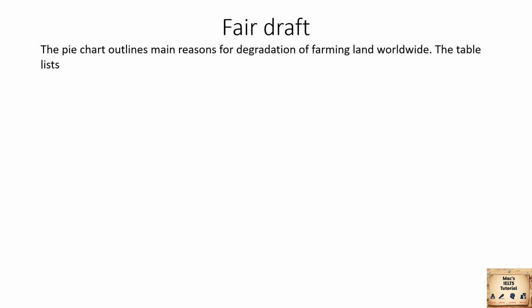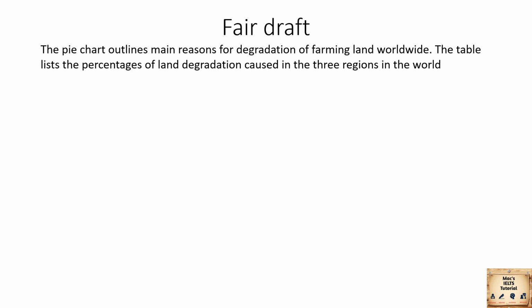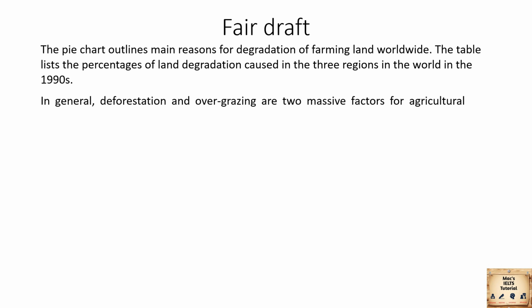The pie chart outlines main reasons for degradation of farming land worldwide. The table lists the percentage of land degradation caused in the three regions of the world in the 1990s. In general, deforestation and overgrazing are two massive factors for agricultural land degradation globally.